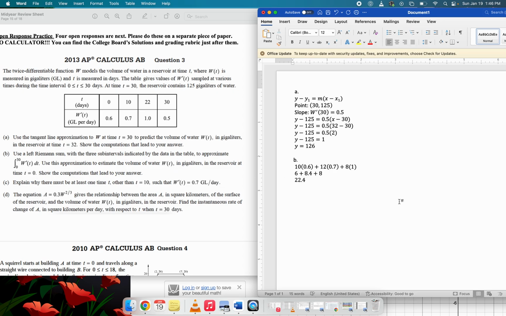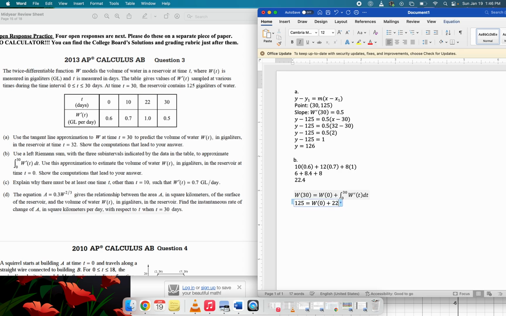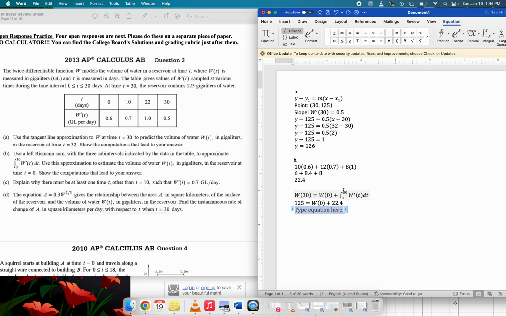That's like a later value, earlier value net change thing, because you can say that the later value, which is W of 30, is going to be equal to the earlier value, W of 0, plus the integral of the derivative, the net change. So that's this guy right here. Well, we know what W of 30 is. They tell you that at the beginning of the problem. It's 125. And that's going to be equal to W of 0, which is what we're looking for, plus this integral, which is what we just estimated, right? So that's 22.4. And then we can solve for W of 0.